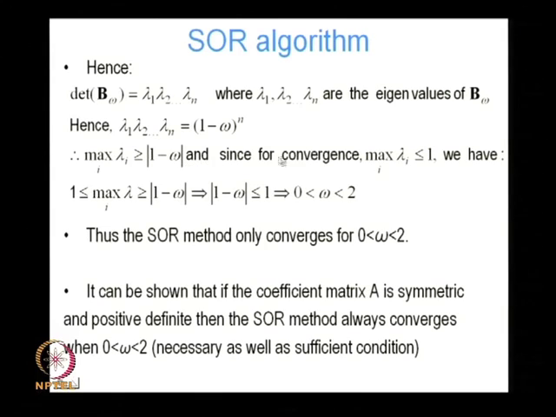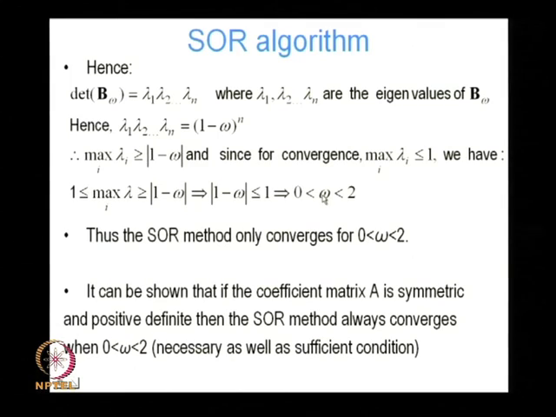And recall also that for convergence, what is our requirement? The necessary and sufficient condition for convergence is that the maximum eigenvalue of B has to be less than 1. So, maximum lambda i over i must be less than or equal to 1. We therefore have this condition, but maximum lambda over i is also greater than or equal to mod of 1 minus omega, which implies mod of 1 minus omega must be less than or equal to 1, which means that omega must lie between 0 and 2.